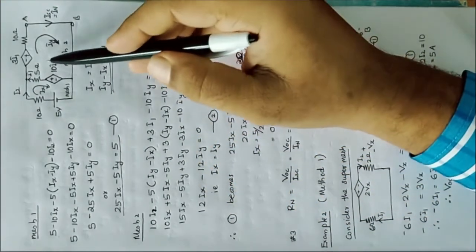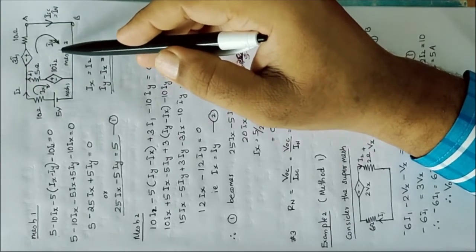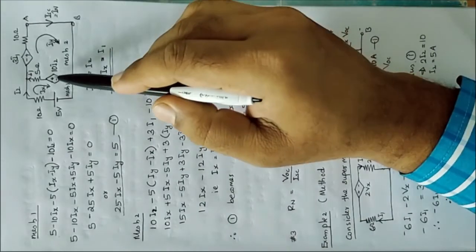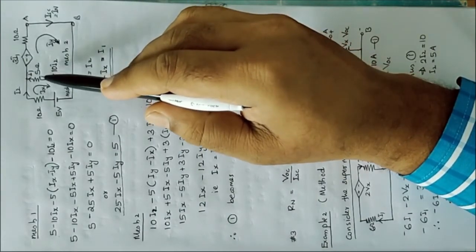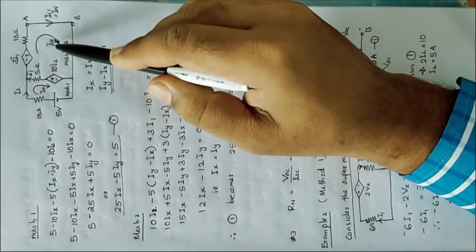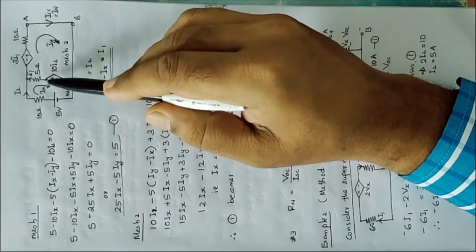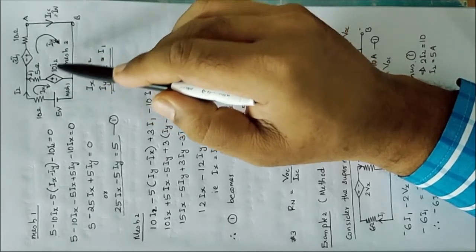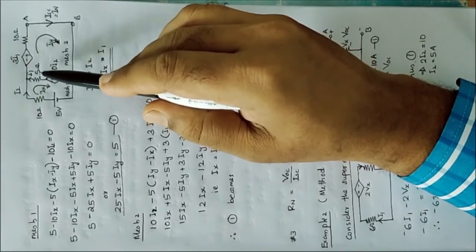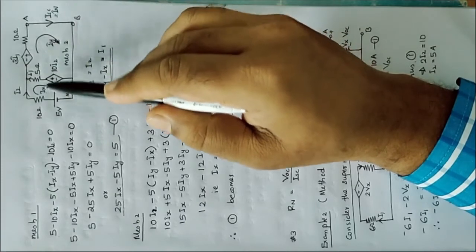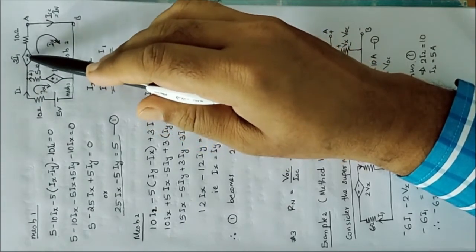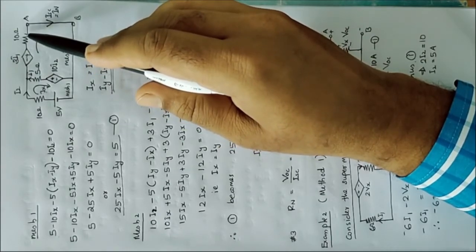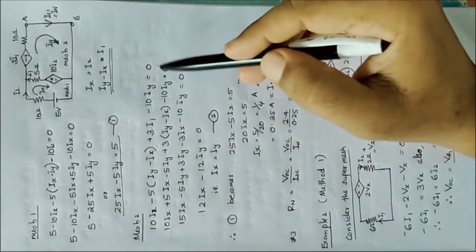Now let's consider mesh 2. When considering mesh 2, let's write the mesh equation as plus 10 I2 minus 5 (Iy minus Ix), that is the current flowing through the 5 ohm resistor when considering mesh 2, so minus 5 into (Iy minus Ix), plus 3 I1. This current is Iy, so minus 10 Iy is equal to 0.